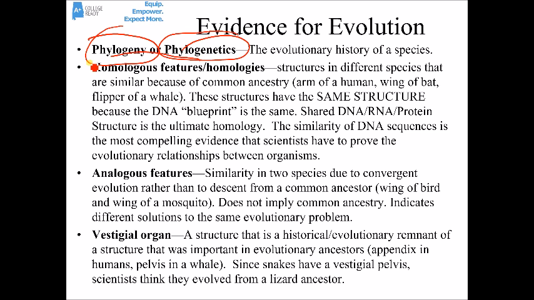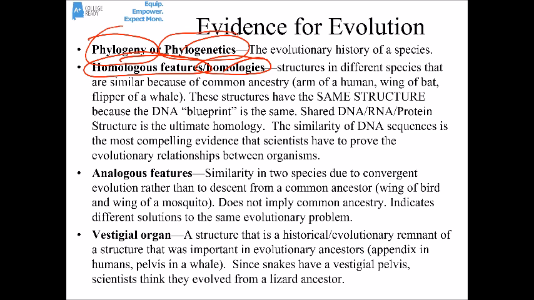Let's talk about homologous features, or we might also call them homologies. These are structures in different species that are similar because they share common ancestors. Think about the arm of a human, the wing of a bat, the flipper of a whale. The DNA that codes for all three of those structures is very similar. That's why those structures are similar.